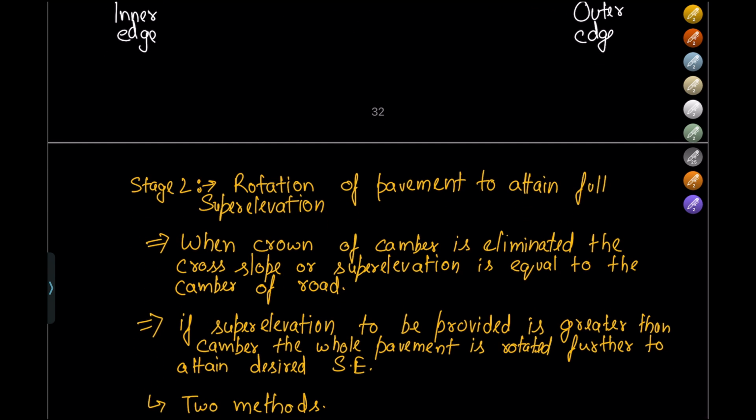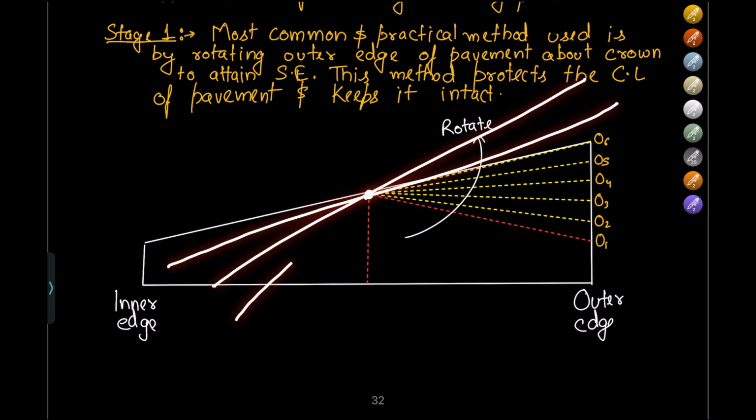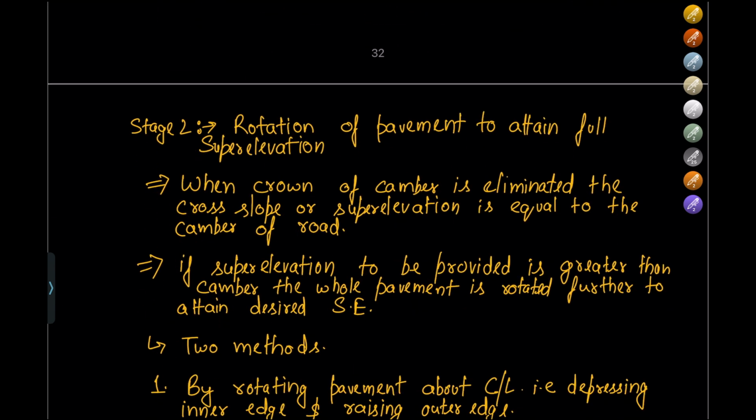Next is stage 2, rotation of the pavement to attain full superelevation. It is done in two ways. First, it could be rotated about the center line. If it is rotated about the center line, what happens is, the center line of the road keeps intact. Or it can be rotated about the inner edge, right, there are two methods for that.